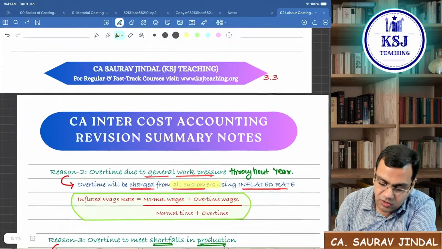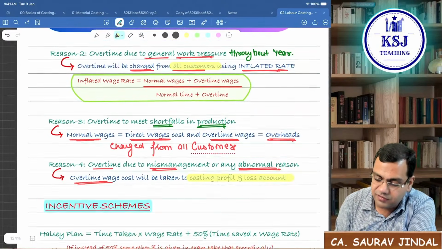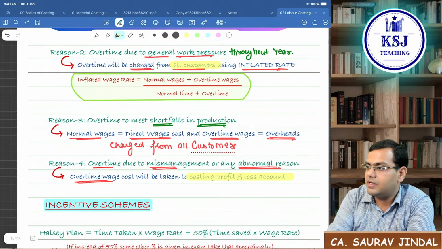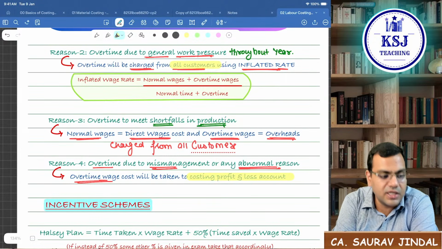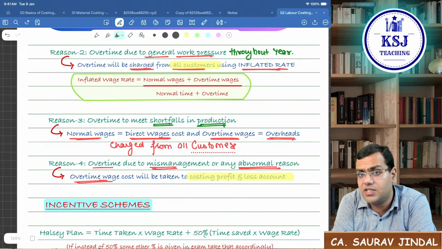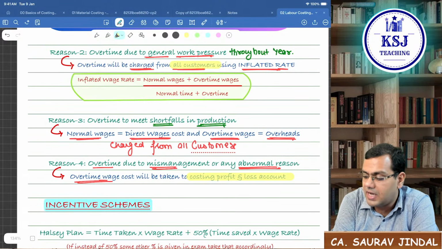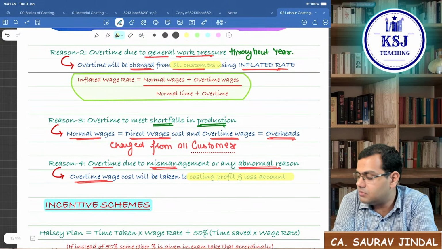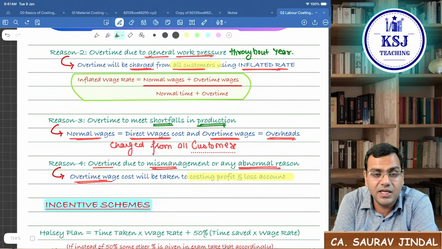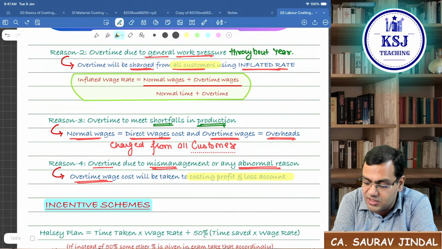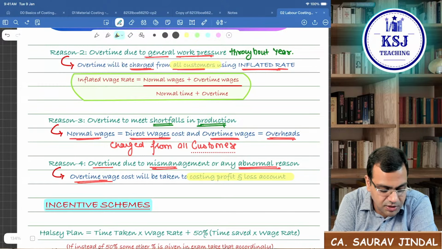Okay, please let me know if all the 4 reasons are clear for the treatment. If it is at the request of a particular customer, charge it from that customer. If it is the routine feature of the business, then the inflated wage rate will be calculated and it will be charged from all the customers. If it is to meet any shortfall in the production, then the normal wages will be direct wages and overtime will be overheads. If it is due to mismanagement, then costing P&L, sir.